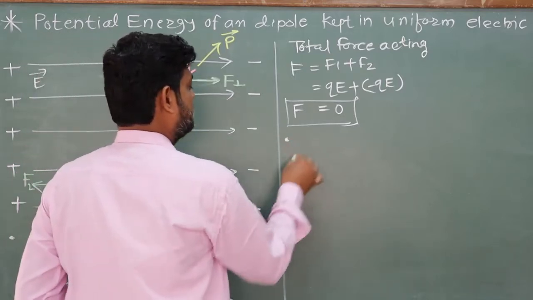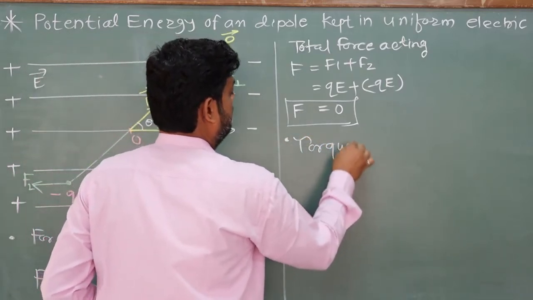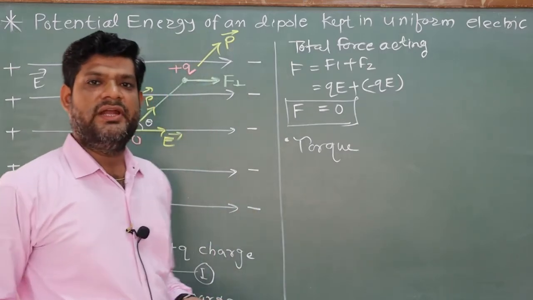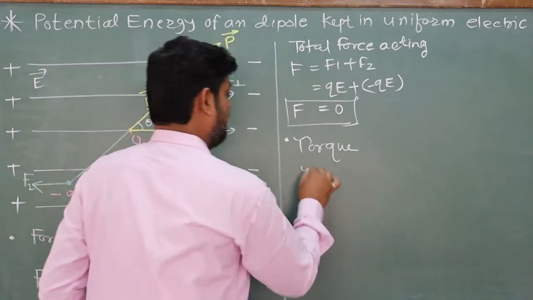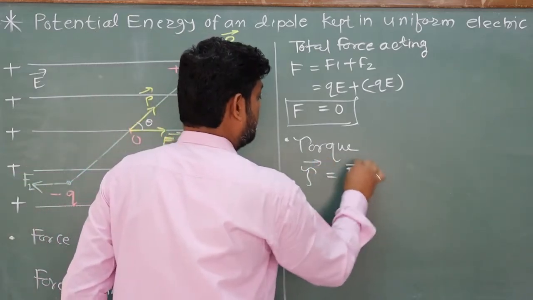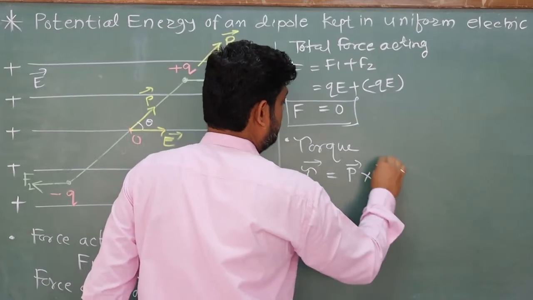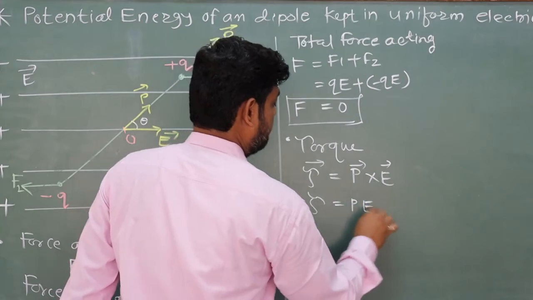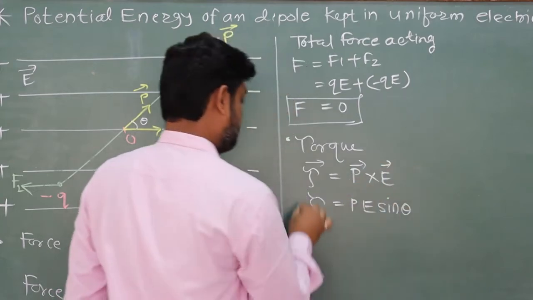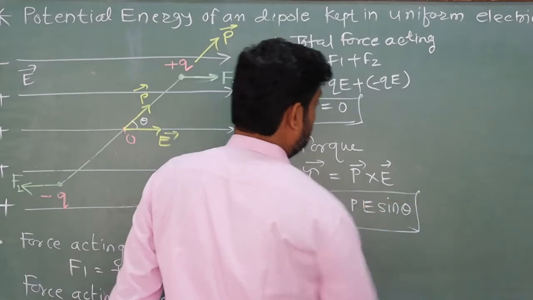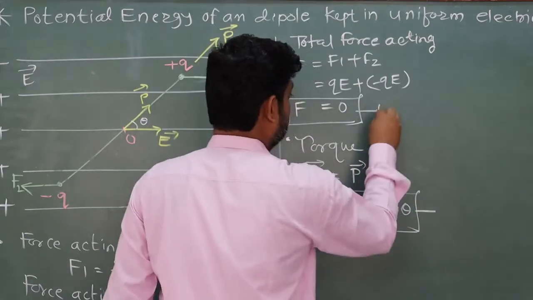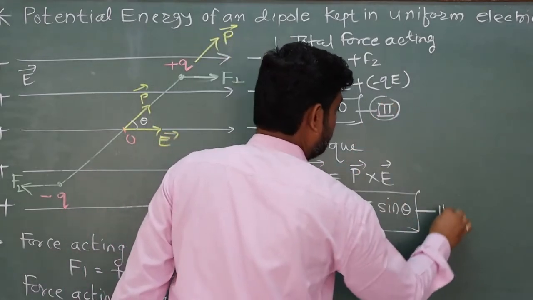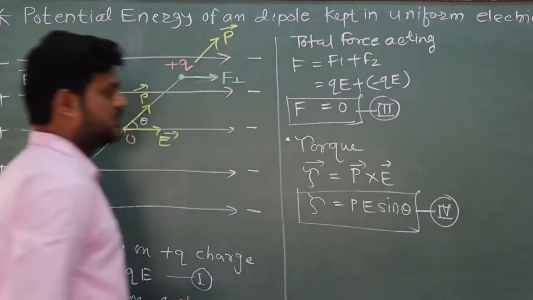Now we will discuss the torque. Torque acting on the dipole, that we have already studied in chapter number 1. And what is the torque acting on the dipole? That torque, T vector, equal to P vector cross E vector, right? So the magnitude of torque equal to P E sine theta. This is the equation of torque acting on the dipole. This is equation number 3 and equation number 4, right?